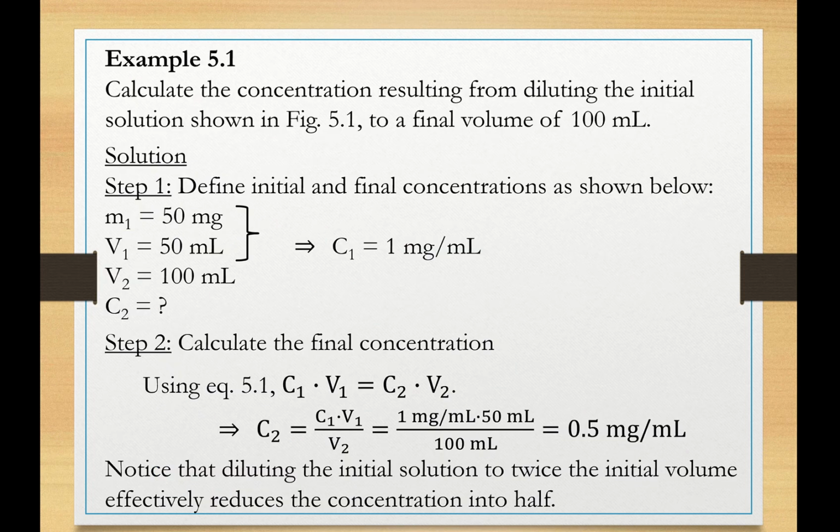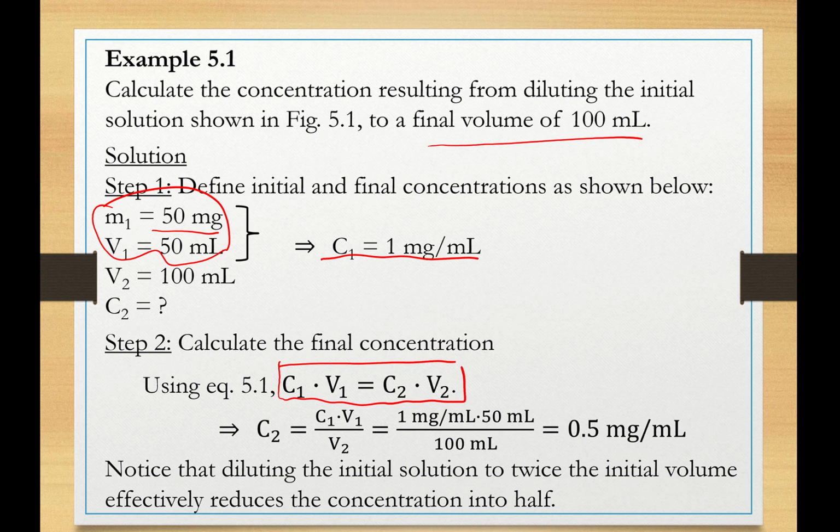So let us take a look at example 5.1. It's asking you to calculate the concentration resulting from diluting the initial solution shown in figure 5.1, which was 50 milligrams of the drug in 50 mL of volume, when it is diluted to a final volume of 100 mL, not 250 mL. Now there are 2 ways to do that. Of course C1 is equal to mass 1 over V1, and that's why it's 1 over there. You can just go ahead and use our equation based on mass preservation of the drug in the 2 states before and after dilution. So for C2, substitute the right numbers there: 1 is the concentration, 50 mL is the initial volume, and 100 mL is the final volume, and you're going to end up with that.